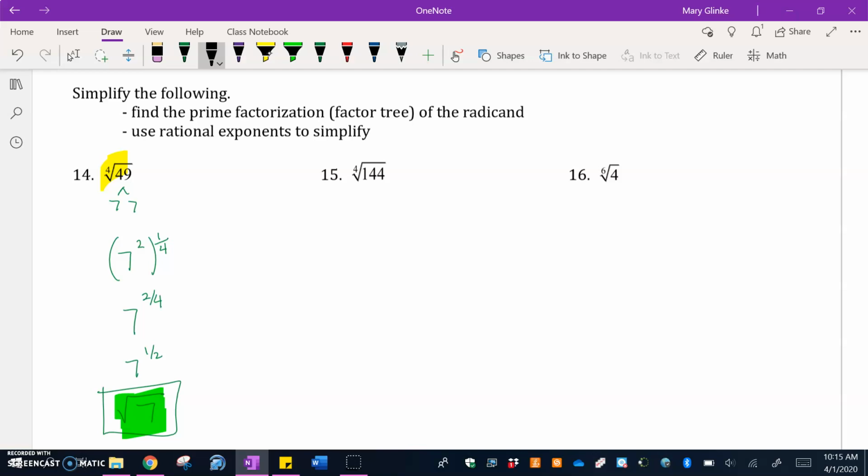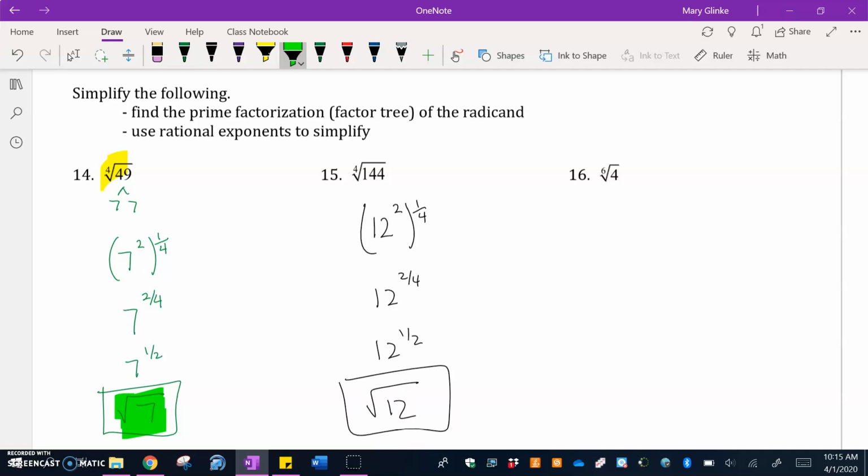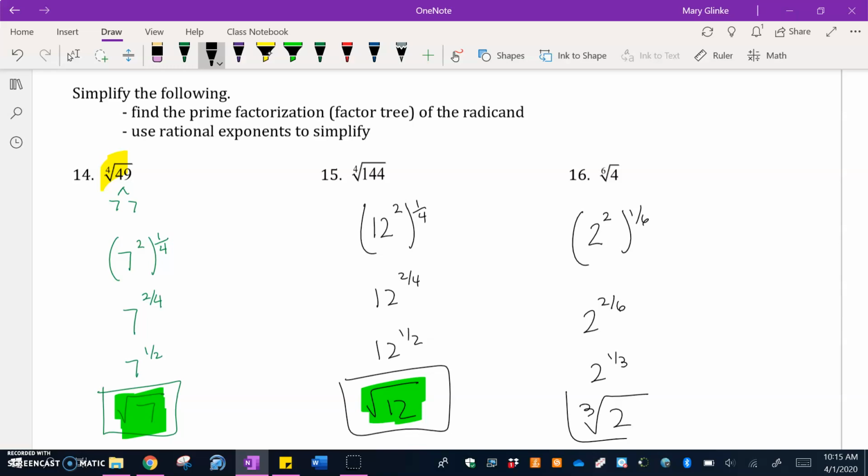The next two are very similar, so if you see something that you don't think can simplify, ask yourself, can I write it a different way? 144 is 12 squared, and if you combine that with the 1/4 power, you can reduce this to the 1/2 power and get the square root of 12 as your simplified answer. The next one is very similar. 4 is 2 squared. You have the 1/6 power, so you get 2 to the 2/6, which reduces to 1/3, which makes the cube root of 2.